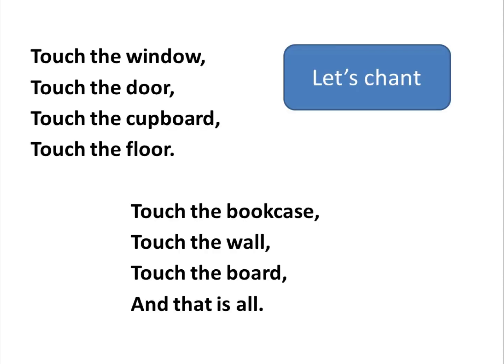Okay, these are the words and the meanings. Now, let's chant together. Are you ready? 3, 2, 1. Touch the window, touch the door, touch the cupboard, touch the floor, touch the bookcase, touch the wall, touch the board, and that is all. Wow, you are very good.